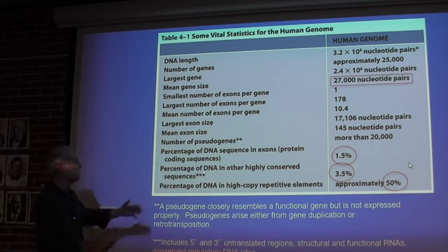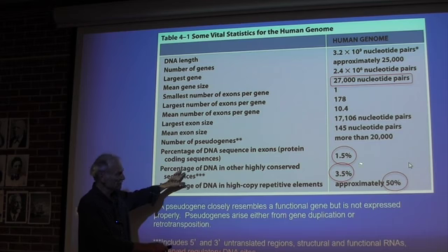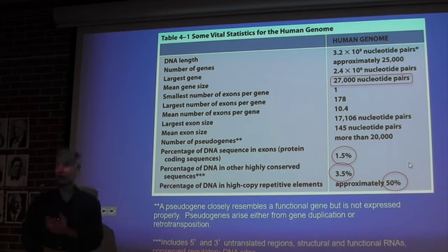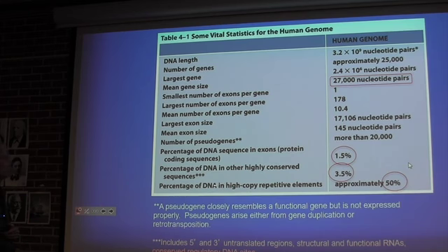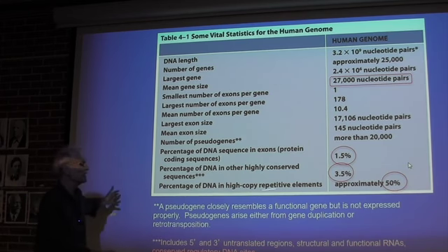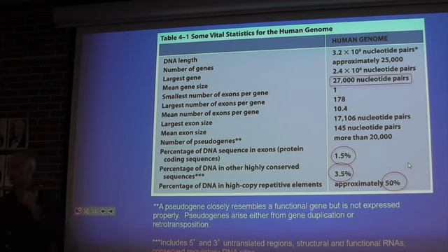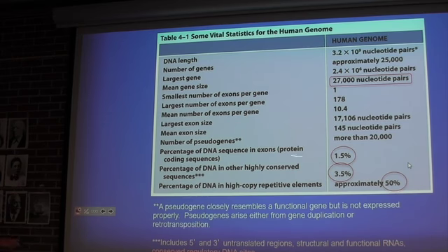1.5%. If you include all the other highly conserved DNA, and that would be the ribosomal cistrons, which don't code for proteins, you still only get up to 3.5. The percentage of the DNA in these repetitive elements, which are transposon leftovers, is about 50%. But that's an interesting number there. 1.5% of the genome actually ends up as coding a protein.